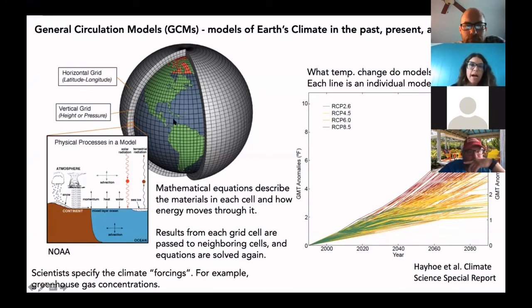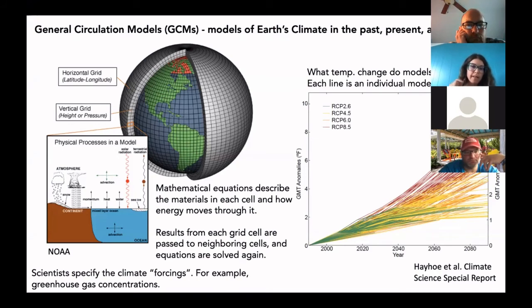And they divide the Earth up into a series of boxes along the Earth's surface and up into the atmosphere, and they look at the oceans as well. So they couple changes in the Earth and the ocean, in sea ice, in continental ice. They have mathematical equations that describe the materials in each of the cells and how energy moves through these cells. Results from each grid cell are passed to neighboring cells, and then the equations are solved again.